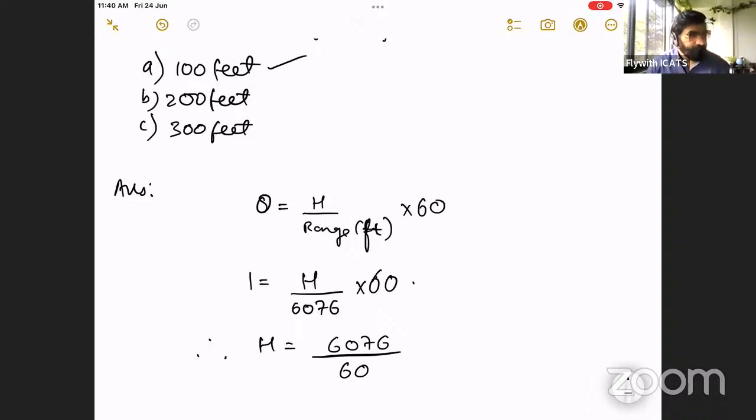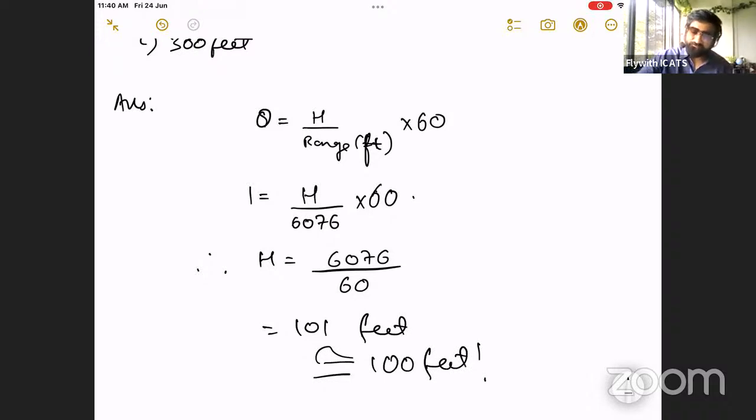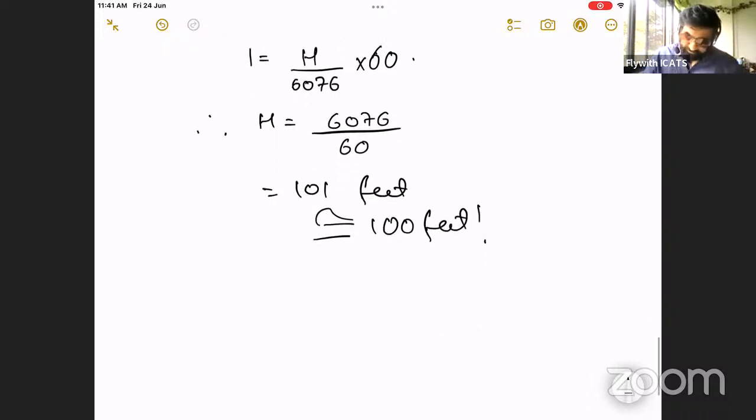So we are not using 1. So almost the answer is correct. 6076 divided by 60, I get 101 feet. That is equivalent to 100 feet. Well done. This is how you have to solve it. Good job. It's very easy. Okay. Next question, solve.